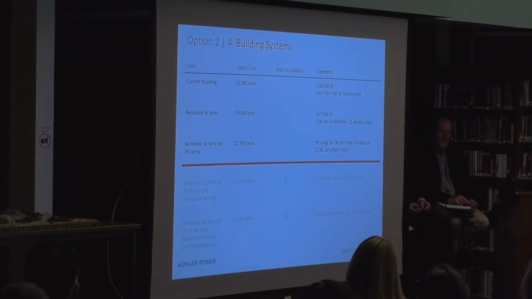I'm going to go over here so I can see a little bit better. The current building utility costs are $328,000 per year. If we renovate as new with this option, it would be $368,000 per year. But remember, this would be a fully air-conditioned building for 11 months of the year. That's how those numbers were derived for that 267,000 square foot building. So that's not much more. But if we renovate as new with the photovoltaic system, your utility costs could be reduced to $239,000 per year. And that number is included in the $138 million price.